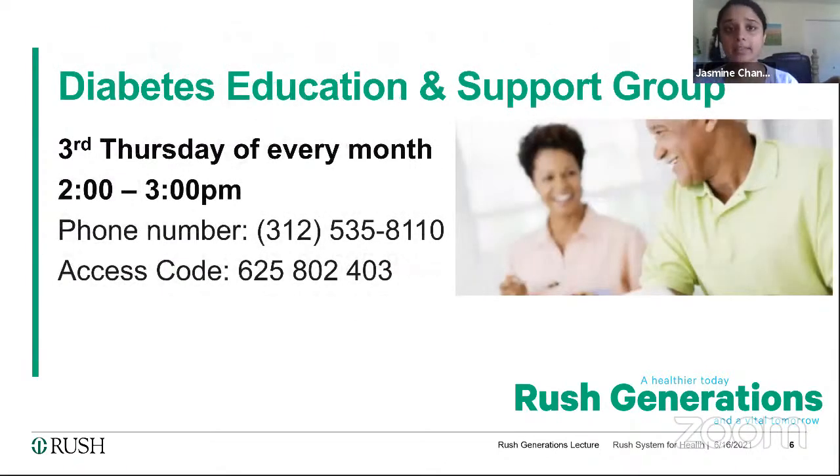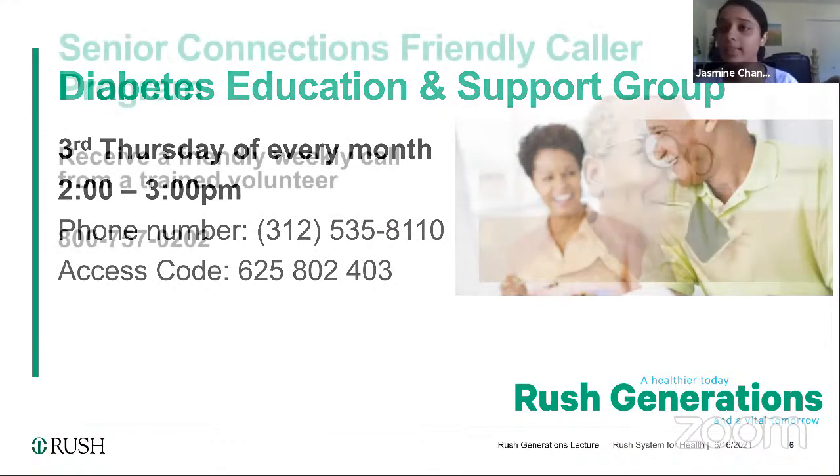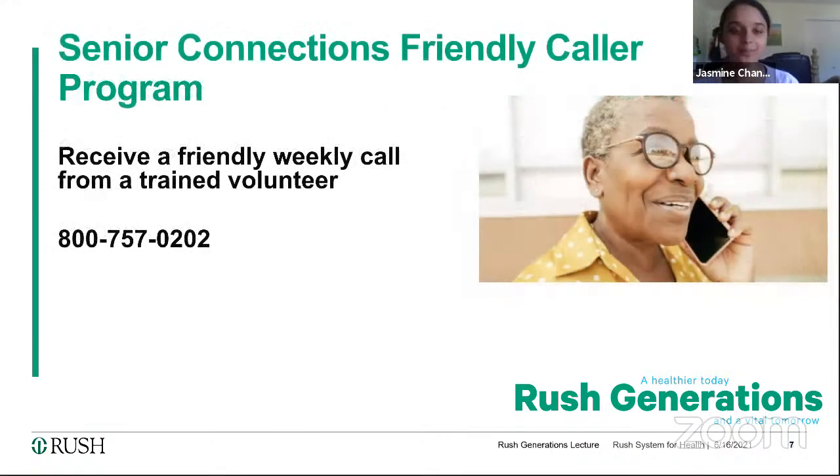Similarly, we have the Diabetes Education and Support Group. If you want to learn more about diabetes, get education and more support around diabetes, this will take place the third Thursday of every month from 2 to 3 p.m. This is also taking place over the phone. We have that information up now, but also if you need the information, you can call the Rush Generations toll-free number, again, for the Diabetes Education and Support Group, the third Thursday of every month from 2 to 3 p.m.